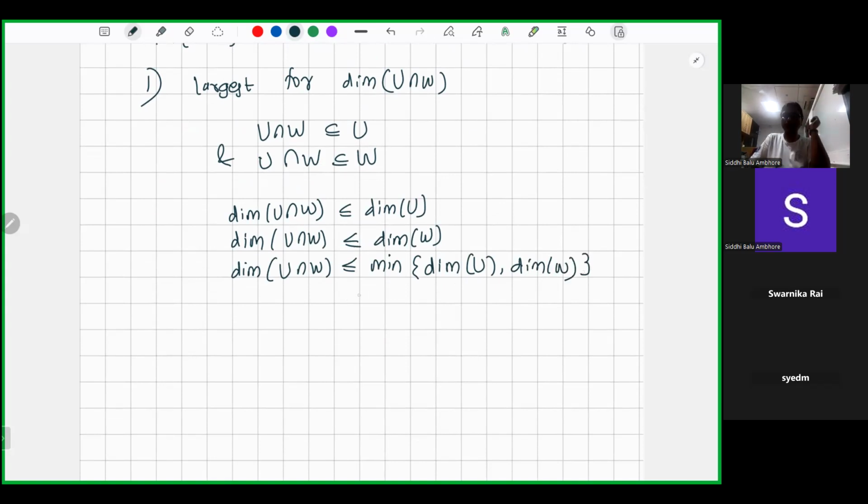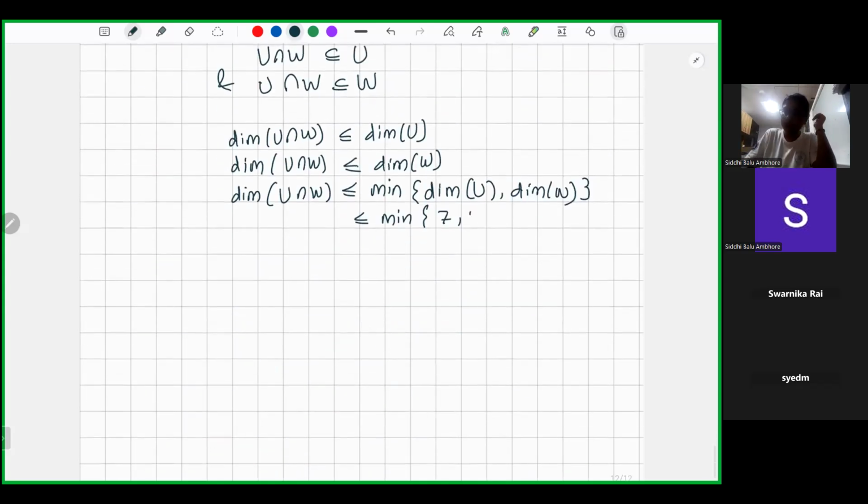So what is the minimum of them? Here dimension of U is 7, and dimension of W is 8. So dimension of U intersection W is therefore less than or equal to 7. So the maximum possible dimension is 7. There is no other possible value. We just use this basic fact that an intersection is always contained in the original subspace.